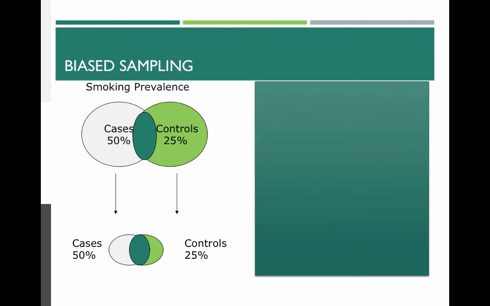We can also look at this biased sampling strategy in a figure. So let's assume our exposure was smoking. And let's say that we know that the true rate of smoking in our case group is about 50% and the rate of smoking in the control group is 25%. And so if we wanted to draw a sample to represent that population, if we drew a good sample, our sample smoking prevalence would represent the true prevalence in the general population. So our cases would have about 50% and our controls would have about 25%.